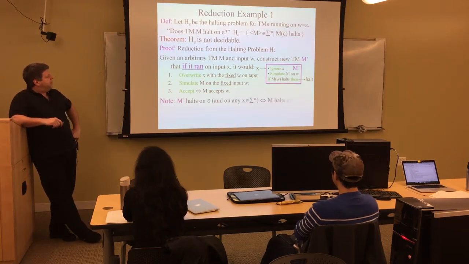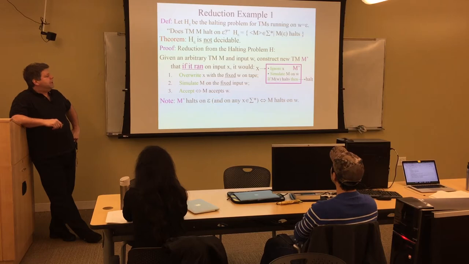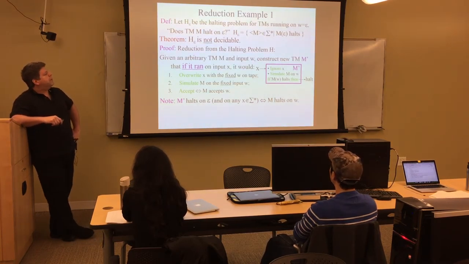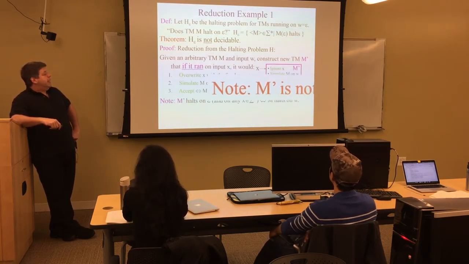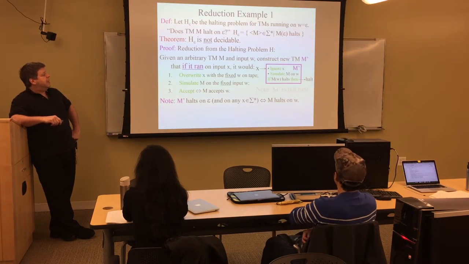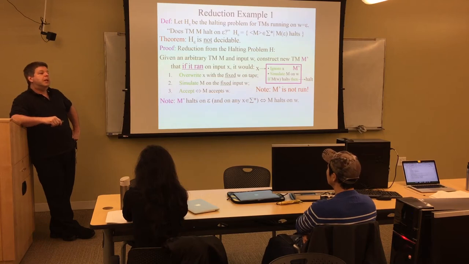Now, if you ask yourself what this machine M prime will do on the empty string, it's the same thing it will do on any string, because it ignores its own input and always simulates M on W internally. It's a fixed M on W simulation. Those are hard-coded constants, unchanging. So it will always have the same behavior on any of its inputs, including the empty input. As long as M halts on W, M prime will halt. If M doesn't halt on W, M prime will not halt, regardless of what M prime's input is. Very important to say again: we're not running M prime, we're constructing it. If it ran, this is what it would do, but we're not running it.